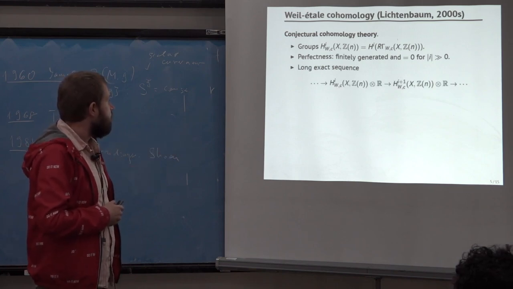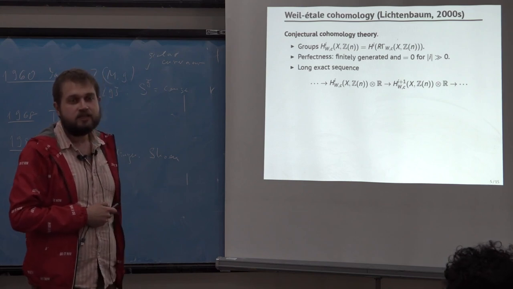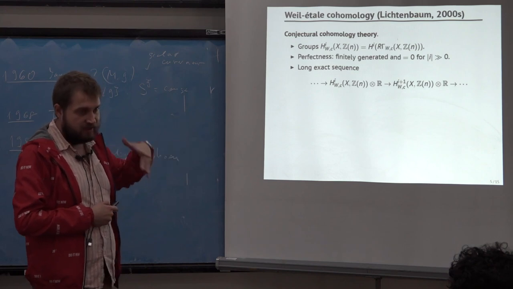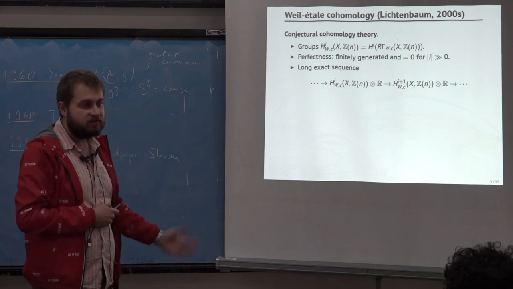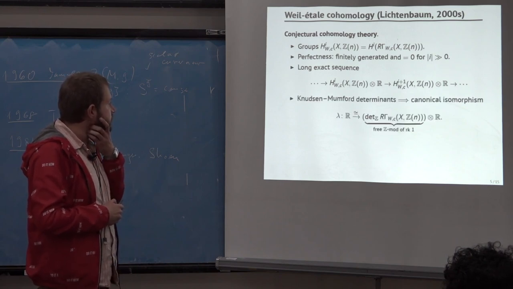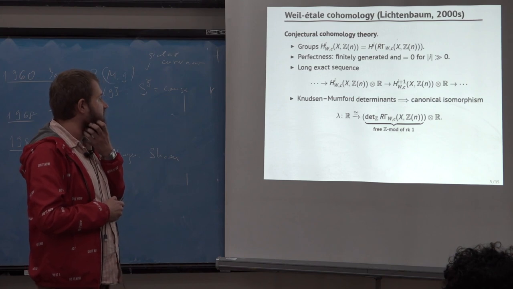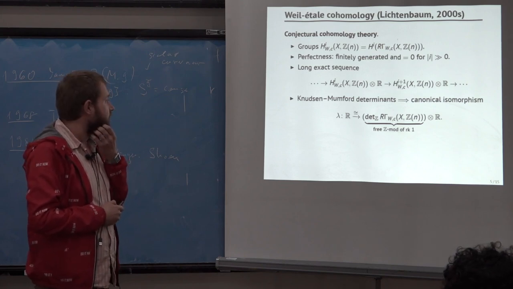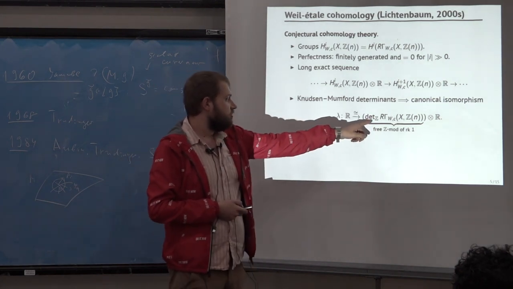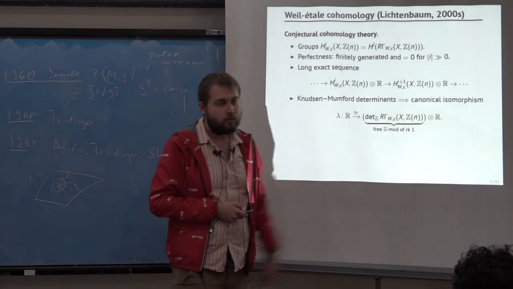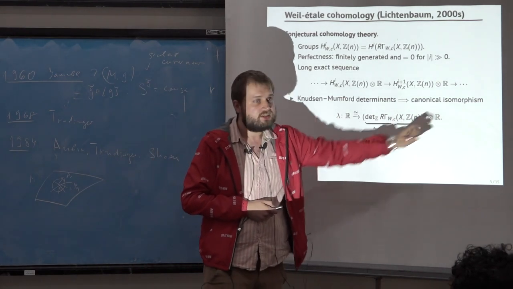And one key property of this is that there should be a long exact sequence of these cohomology groups after we tensor this with R. Normally these cohomology groups will have some torsion, but after we tensor with R, we will have just a long exact sequence of real vector spaces of finite dimension. And then there is a theory of determinants of perfect complexes, which was developed by Knudsen and Mumford. Basically from this formalism, if this cohomology comes from some complex, then we can take the determinant of this complex, which will be just a free Z-module of rank one. What is good is that we will have a canonical isomorphism between R and this free Z-module of rank one tensored with R.